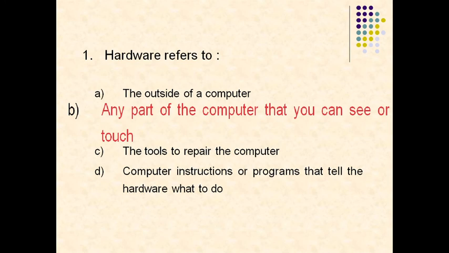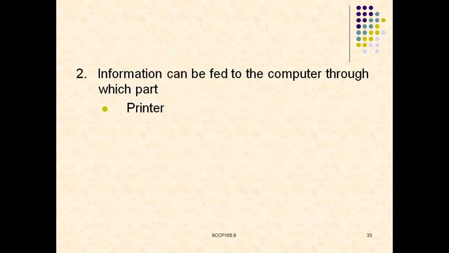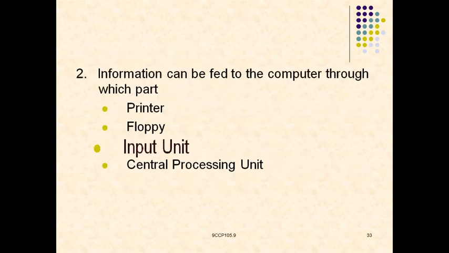Okay, students. Now let us proceed to the next question of the quiz. Information can be fed to the computer through which part? We have four options: A, printer. B, floppy. C, input unit. D, central processing unit. So what is the answer here? C, input unit. So input unit is the part which is used to feed the information into the computer system.